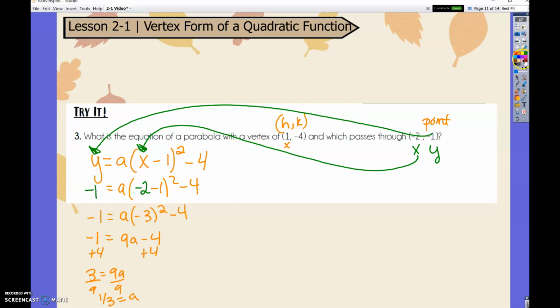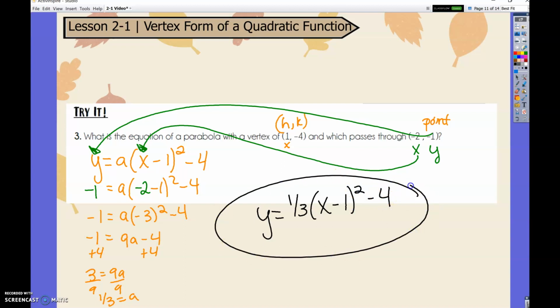By the powers of pausing and finishing the problem, I have plugged in and continued to simplify and got a to be 1/3. So my final equation would be y equals 1/3 times (x minus 1) squared minus 4. That is our vertex form. That's an equation for the parabola that fits these conditions.